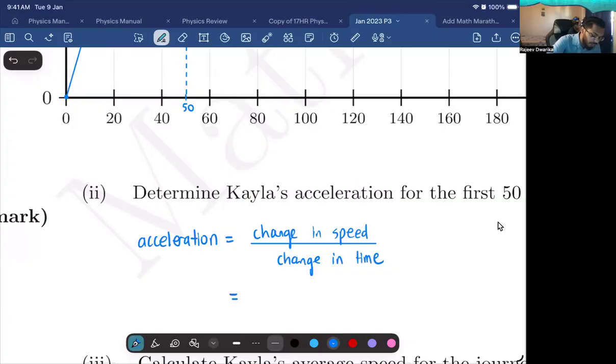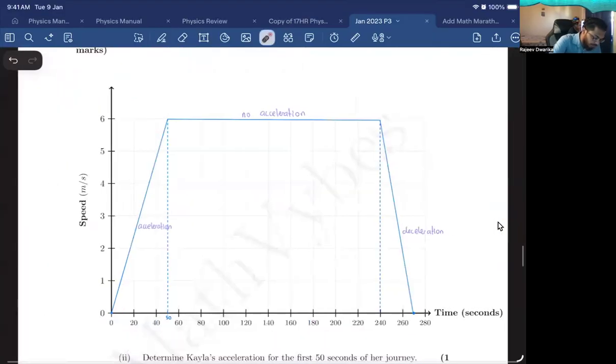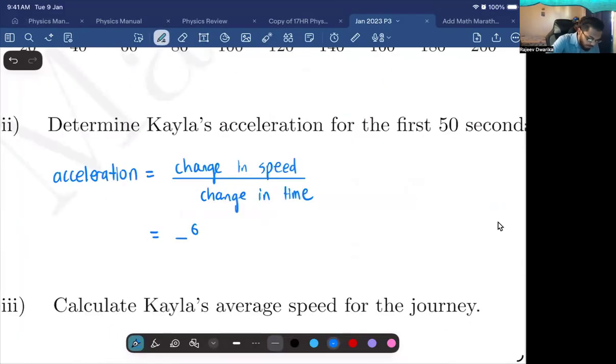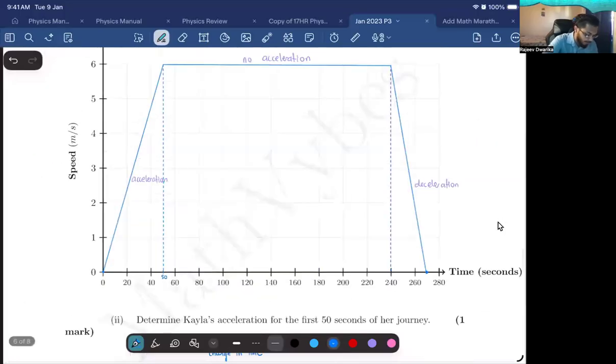So if she started at rest and she increased her speed to 6 meters per second, what was the change in speed there? From 0 to 6. What's the change? 6, right? So the change in speed was 6, right? And how long did it take her to do that?